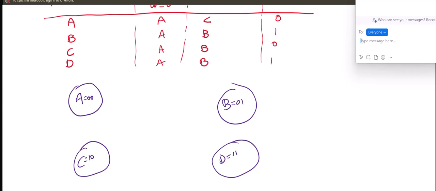Now, this is a Moore machine. That means the output depends only on the state. That means we're going to write our output on our states themselves. We're going to put our output right here on the state. If it was a Mealy machine, we would put the output on the transition arrow that we draw as we're going from one state to the next. So here we know in state A, Z is 0. In state B, Z is 1. In state C, Z is 0. And in state D, Z is 1.